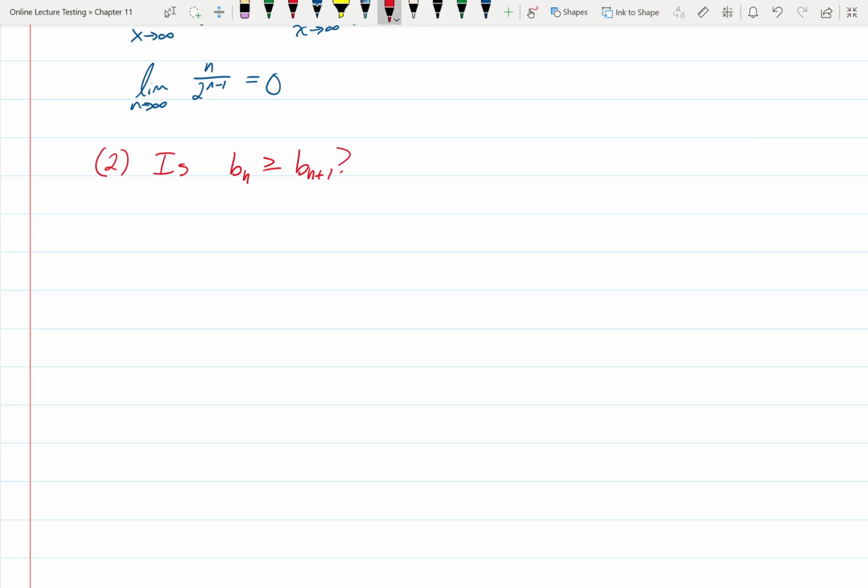All right, so our b sub n term is n over 2 to the n minus 1, greater than or equal to, and I'm going to put a question mark, n plus 1 divided by 2 to the n plus 1 minus 1, which is just 2 to the n. This one's a little bit harder to tell, so we're going to cross multiply. So I'm going to get n times 2 to the n greater than or equal to 2 to the n minus 1 times n plus 1. All right, I'm going to move everything over to one side.